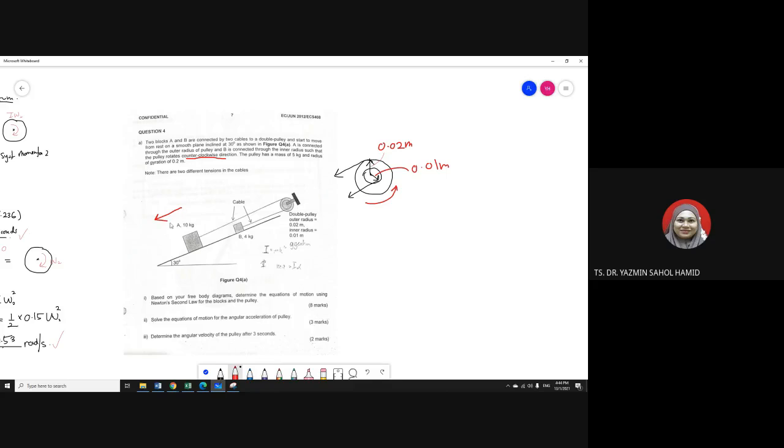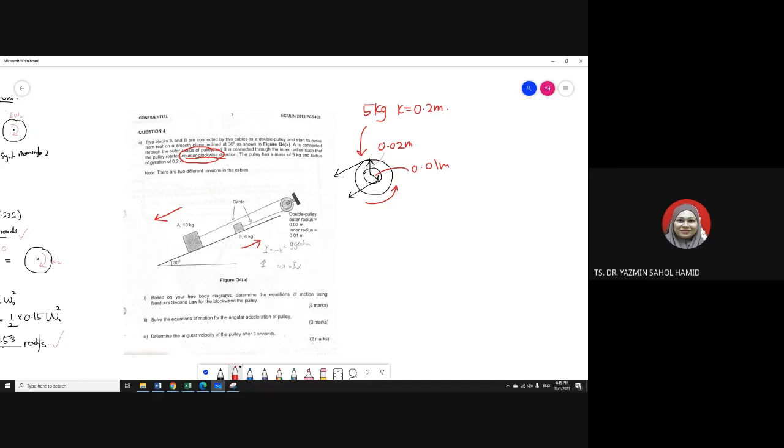When block A goes down, what happens to block B? Block B will go up. If one goes down, the other goes up automatically. So there is a clue here, make sure you are alert to this in the question. Now the pulley has a mass of 5 kg and a radius of gyration k of 0.2 meter.